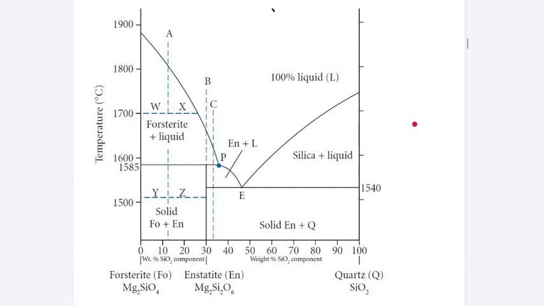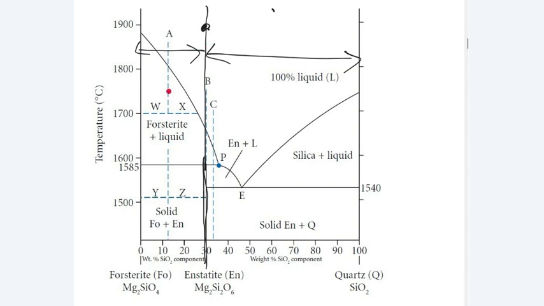From this line we can divide the figure into two parts in terms of final solid composition. If we take a liquid composition on this side, the final solid composition will be phosphorite plus ancetite. If we take a composition on this side, the final composition is ancetite and quartz. Taking a composition at this point, there will be only ancetite.